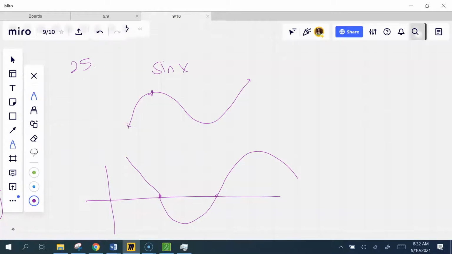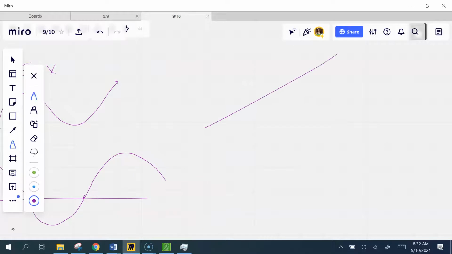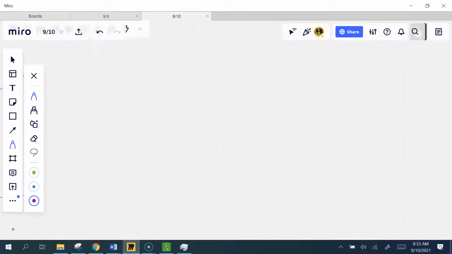How about y equals x? That's just the line that looks like this. So what does the derivative look like on that one? Just a straight line, right? Just a straight line. Whatever the slope is, whatever that constant is. Yes, at 1, you're right, Dylan, I'm sorry, yes.